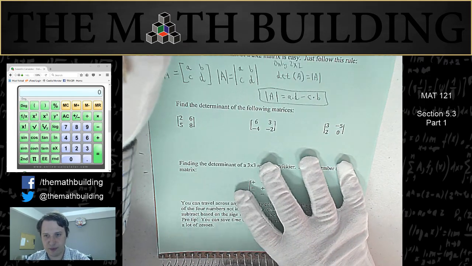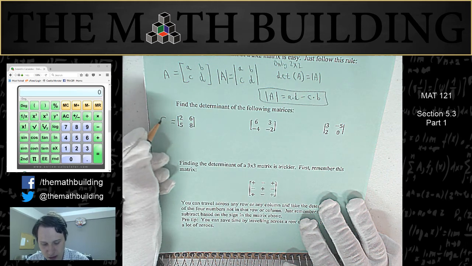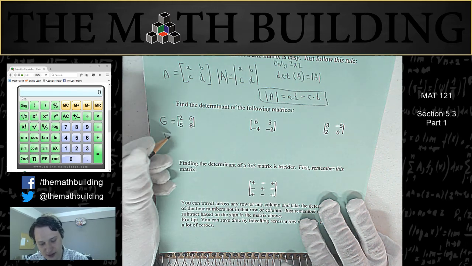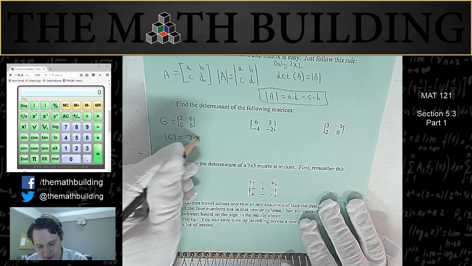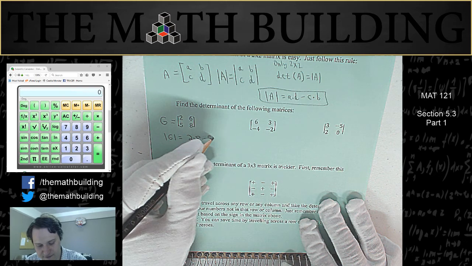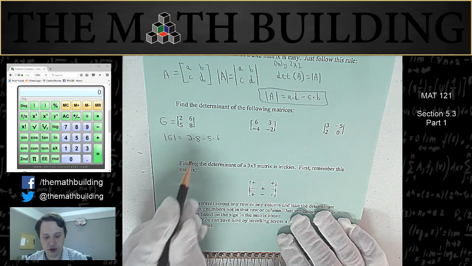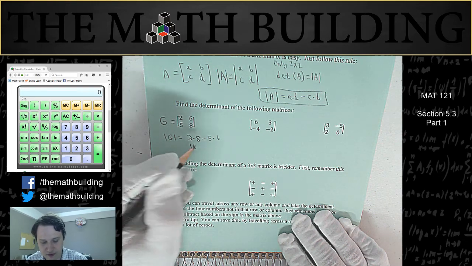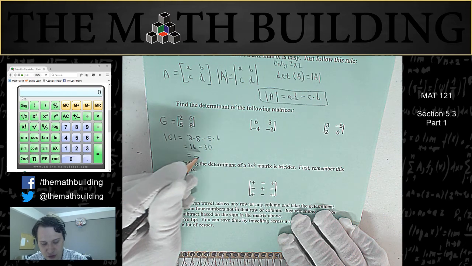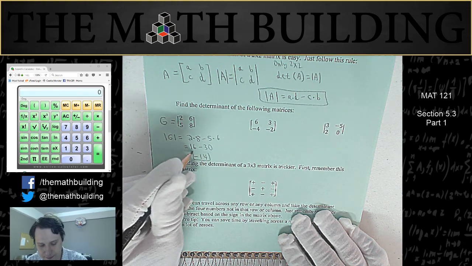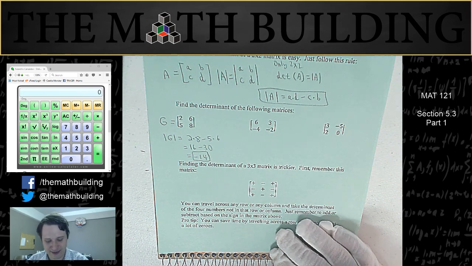So let's look at an example. What is the determinant of this matrix? Let's call this matrix G. In that case, the determinant would be 2 times 8 minus 5 times 6. Just be careful with your negative signs. Also remember order of operations. So multiply first: 16 minus 30. So the determinant of this matrix is negative 14. Just like that. A little easier than what we were doing in the last section.